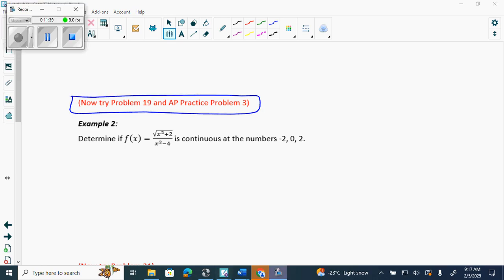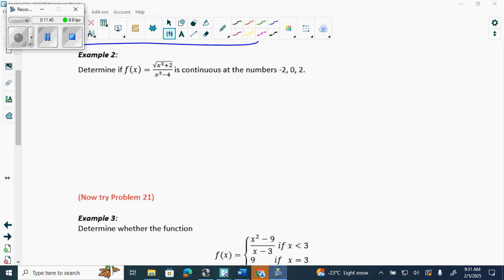Give you a few minutes. So this one wants to know if it's continuous at -2, 0, and 2. So the first thing we can do is we can literally plug in f of those values and see if those exist first, right? If they don't exist, then we're done on that value. So that's the easiest way to go about it, right?